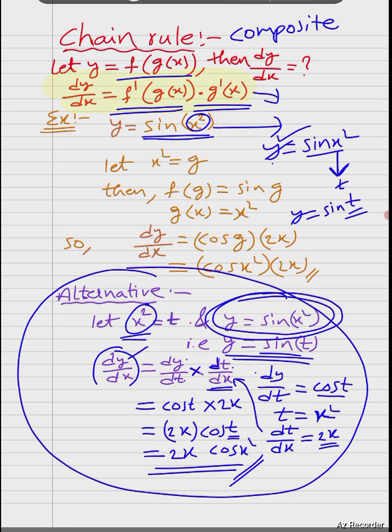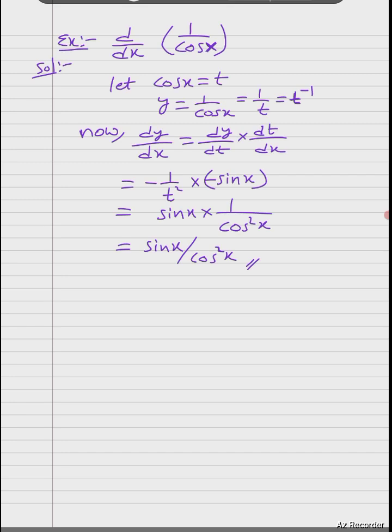So in the chain rule, what do we have to do? We have to assume the inside function as t. Then find the derivative of the whole term. Then split the dy by dx into dy by dt and dt by dx. You can find dy by dt in this way, and for dt by dx, you know the t value, so find the derivative of t with respect to x. Then multiply those two terms and you will get the final answer. This is the application of the chain rule.